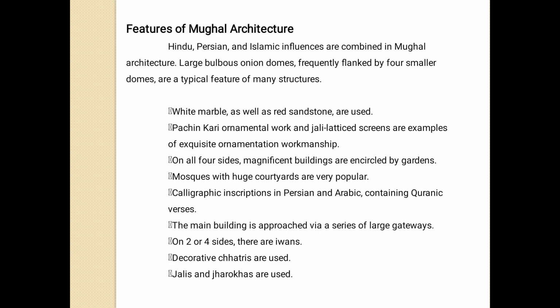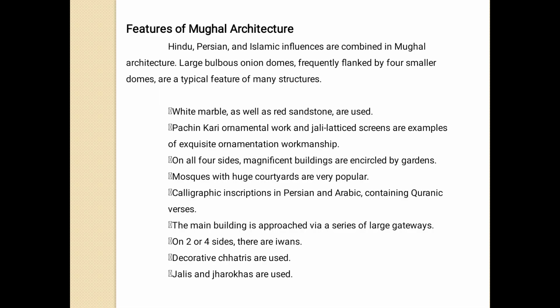Features of Mughal architecture. Hindu, Persian, and Islamic influences are combined in Mughal architecture. Large bulbous onion domes, frequently flanked by four smaller domes, are a typical feature of many structures. White marble as well as red sandstone are used. Pietra dura ornamental work and jali latticed screens are examples of exquisite ornamental workmanship.